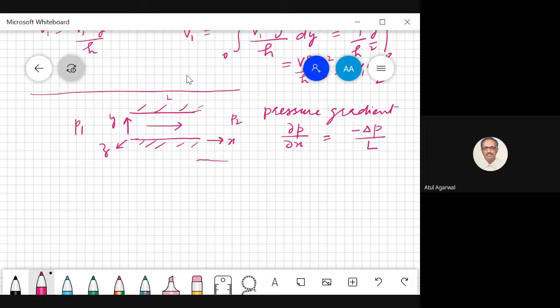So this delta P is P1 minus P2. So pressure is higher here, lower here. So that is why you are having a negative sign. Because what will be the pressure gradient? This pressure minus this pressure upon length. So that is why you get delta P by delta X is this. So for this pressure gradient, you have to find the velocity of the fluid.